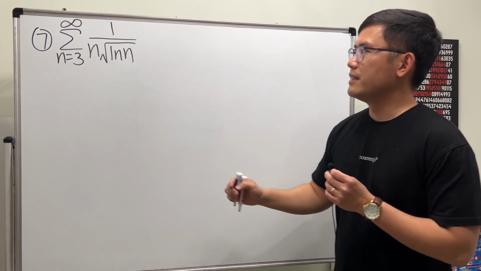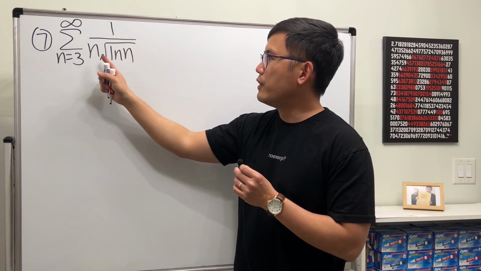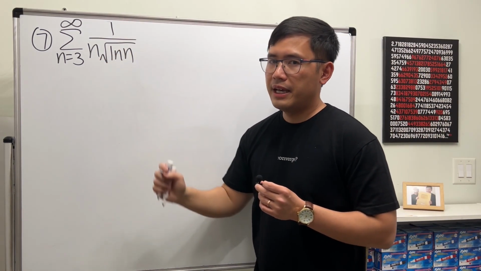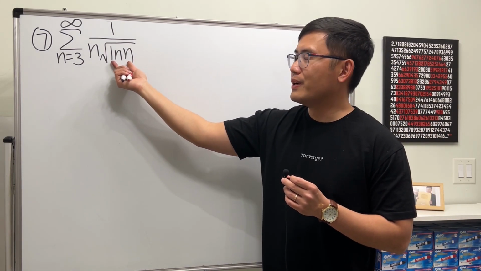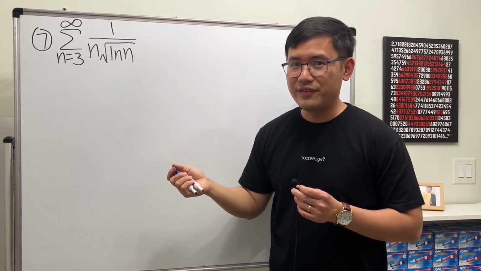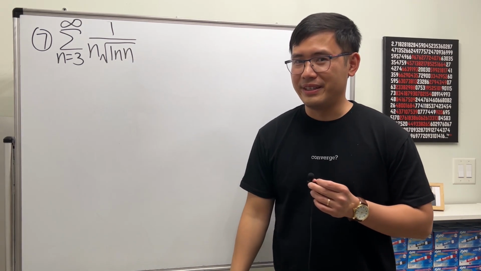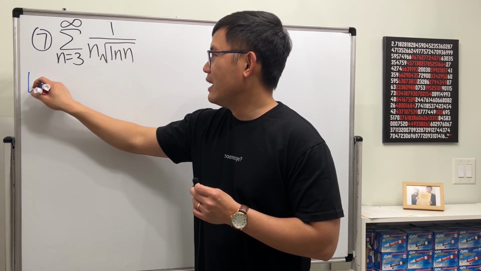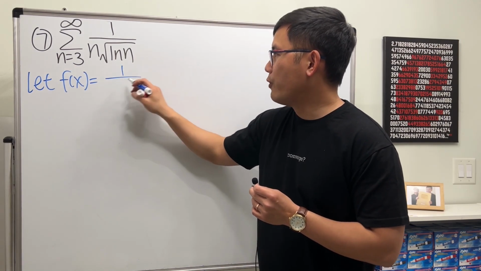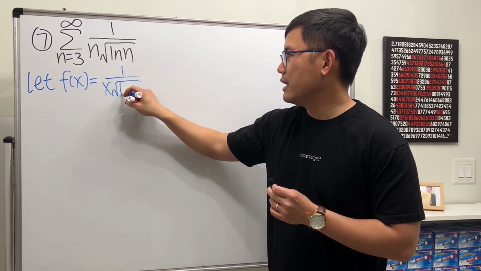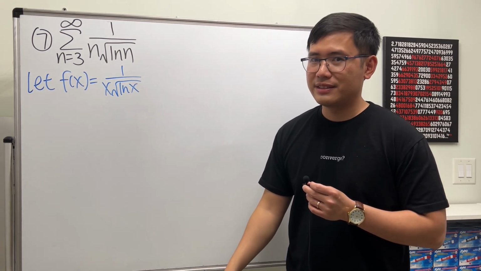Alright, number 7, series, and then we have 1 over n square root of ln n. If you put u equal to ln x, the derivative for that is 1 over x. So yes, we can integrate that. So here we go. Let's consider the function to be 1 over x times square root of ln x.